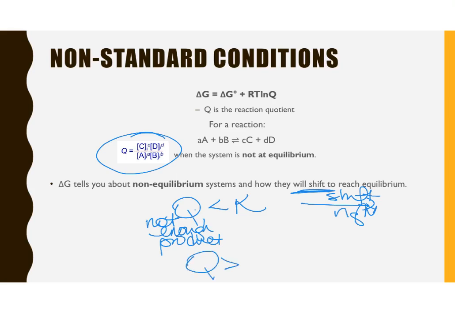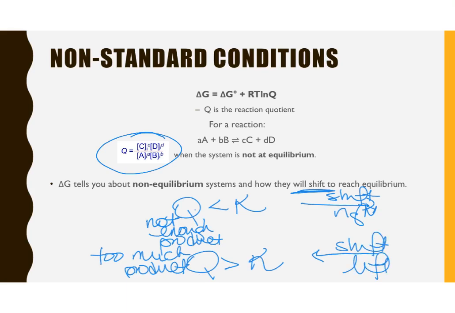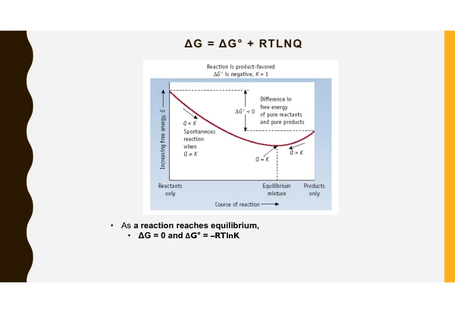If Q is greater than K, that means there's too much product, right? Means the numerator is too large. If there's too much product, it's going to shift away from product toward reactant, which is a shift left. So that's just kind of a reminder of what Q is telling us.